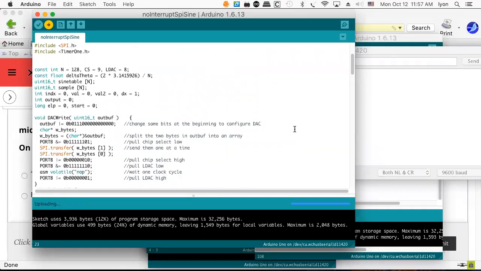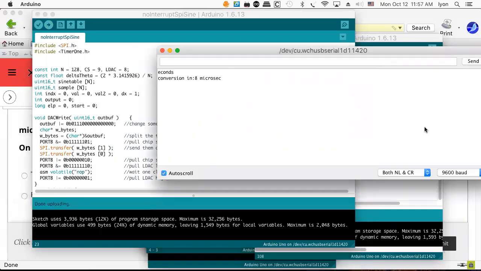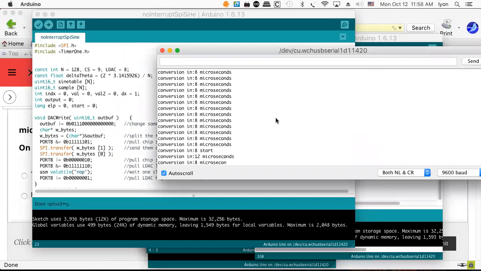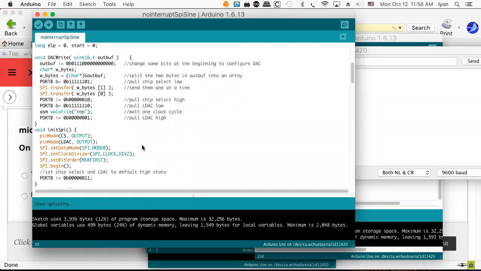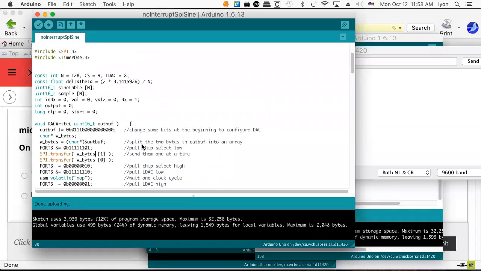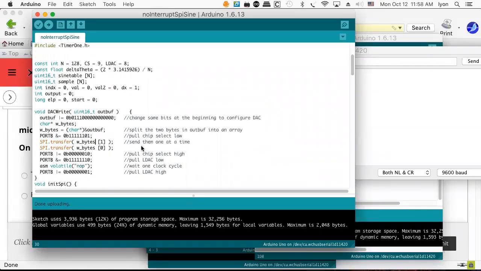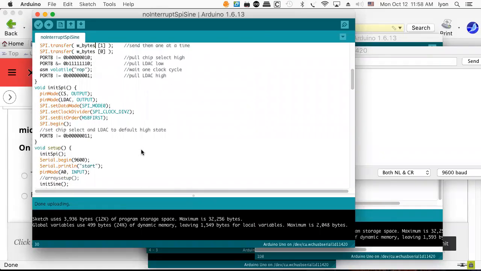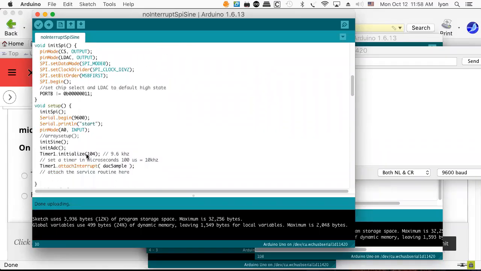The printing is so slow, it probably got interrupted by the A to D converter. So there we go. It's running really fast. Now, if I wanted to, I could probably change the rate, right? 8 microseconds, very fast. Why is it running in 8 microseconds? I thought it should run a little bit slower than that.